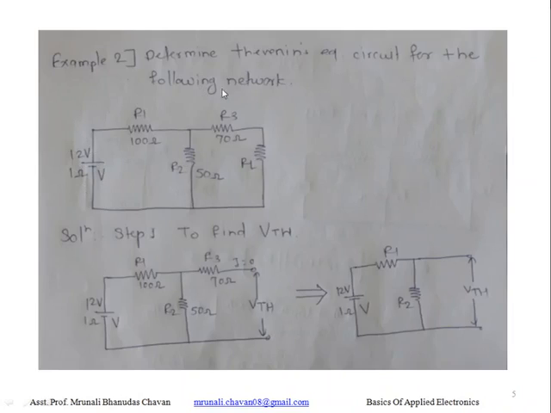Resistor R1, R2 and R3. R1 is 100 ohm, R2 is 50 ohm and R3 is 70 ohm, and here RL is connected. Now we have to find out, first we have to determine here the Thevenin's equivalent circuit. To determine the Thevenin's equivalent circuit, we have to solve the example step by step. Step first is to find VTH, step 2 is to find RTH, and in step 3 we can draw the Thevenin's equivalent circuit.